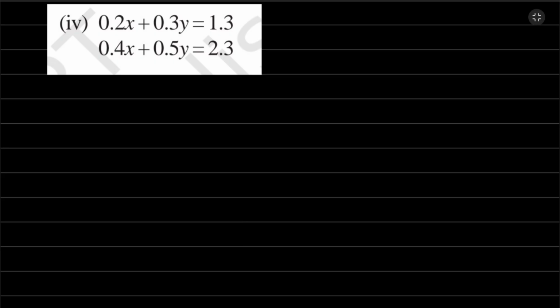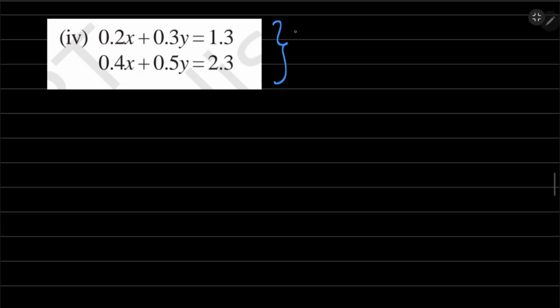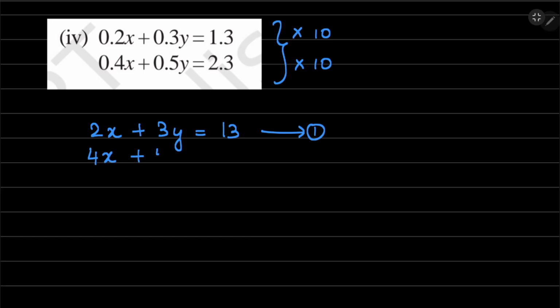0.2x plus 0.3y equal to 1.3 and 0.4x plus 0.5y equal to 2.3. Let's remove the decimal first. So multiply both the equations throughout by 10 in order to remove the decimal. So what do you get here? 0.2 multiplied by 10 is 2, so 2x plus 3y is equal to 13. Now this will be your equation 1. And the second equation is 4x plus 5y is equal to 23. This is your equation 2.